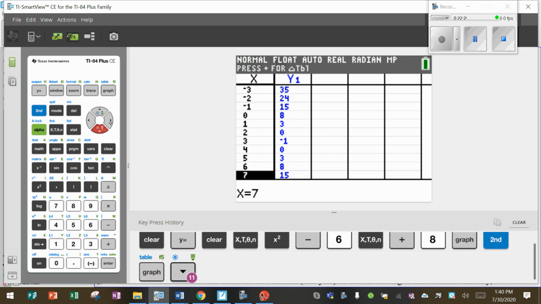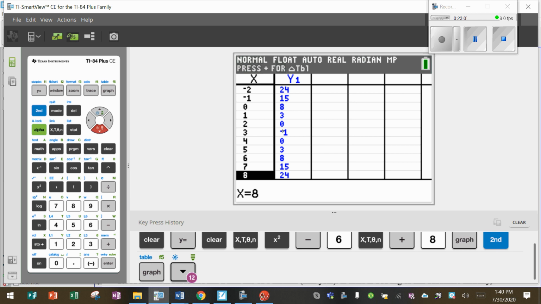So on this table, the vertex and the axis of symmetry are the points in the middle. Now what I mean by middle is you have to look at the y values and the pattern that you see. See how the numbers are counting down: 35, 24, 15, 8, 3, 0, negative 1. Then they start counting up using the same numbers. So the middle is our vertex, and the x value of that vertex is the axis of symmetry.